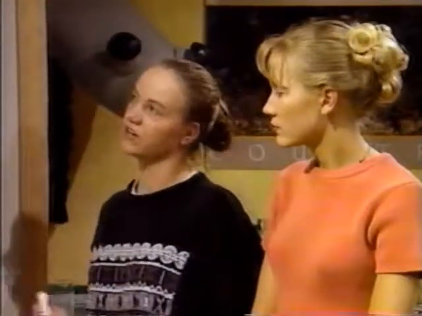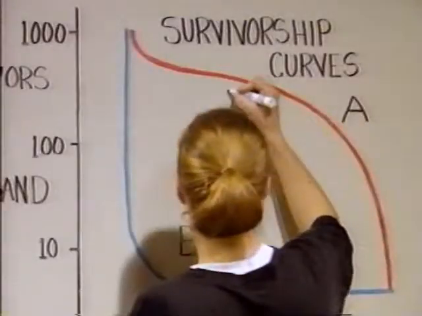Well, K-selected is S-shaped for large animals, mammals. Well, which curve is that? Mammals tend to protect and nurse their young, so they have a higher chance of survival. That's represented in curve A. So curve A is K-selected.